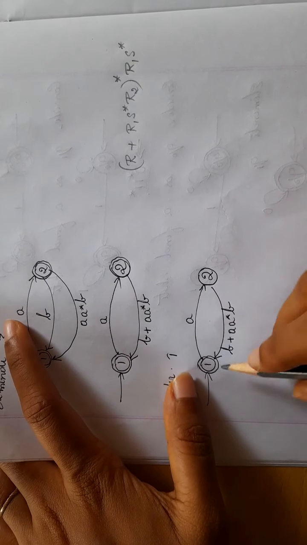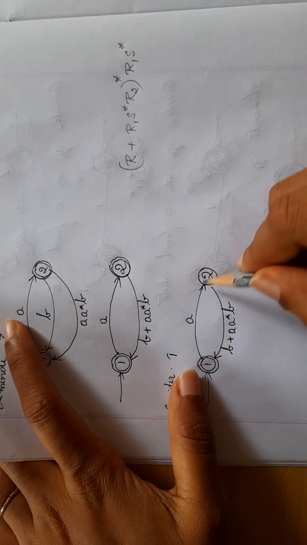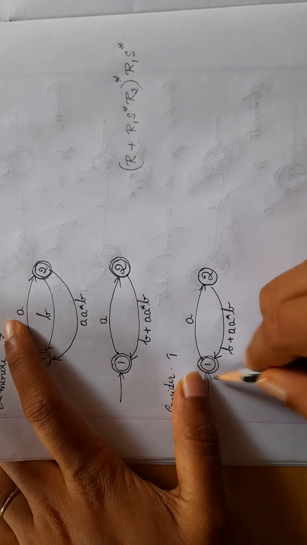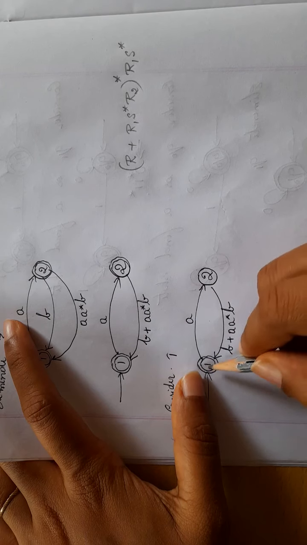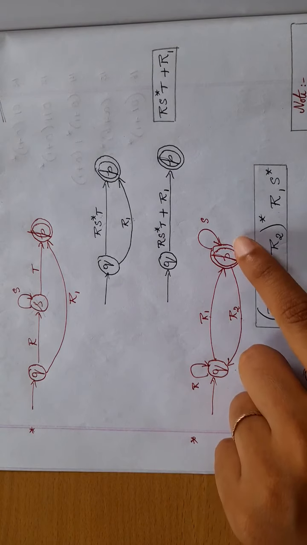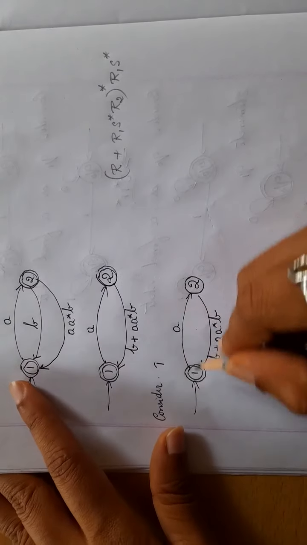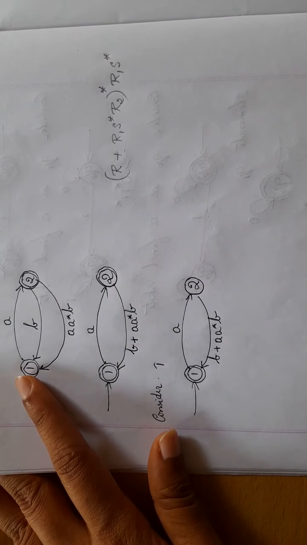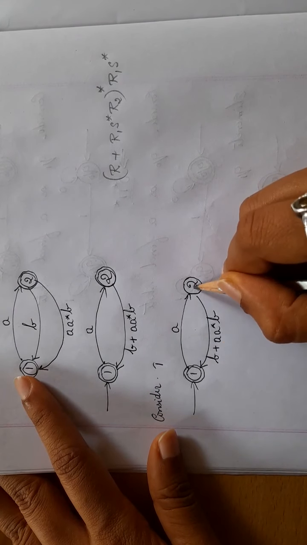So in this problem, I have a transition from 1 to 2 and I have a transition from 2 to 1. But here 1 is a final state. 1 is a final state, 2 is not a final state. So what happens? This 2 becomes the intermediate node now.